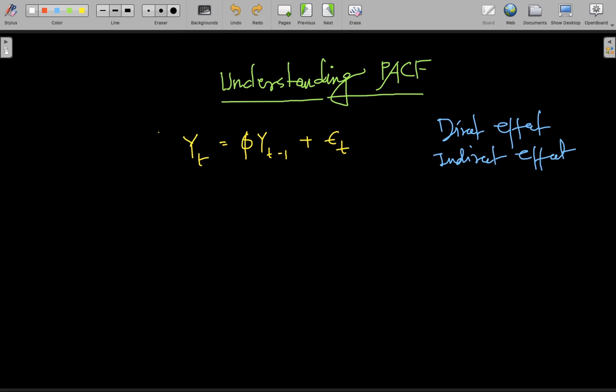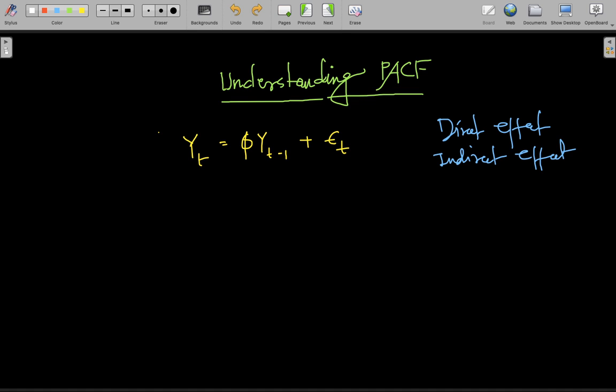In this lecture, we're going to cover a very important topic called partial autocorrelation function. We have talked about partial autocorrelation function in the previous lecture. We have explained why we need partial autocorrelation function. And in this lecture, we're going to see how the partial autocorrelation function, or simply PACF, works. Now, to understand PACF, we need to understand the difference between direct effect and indirect effect.